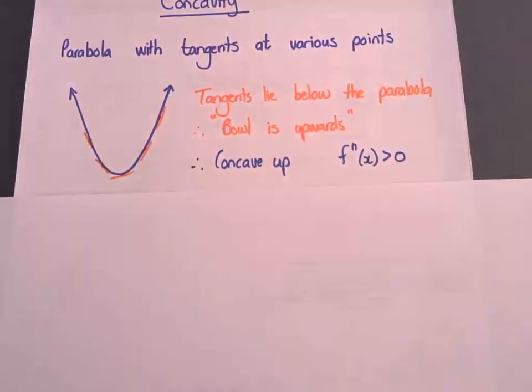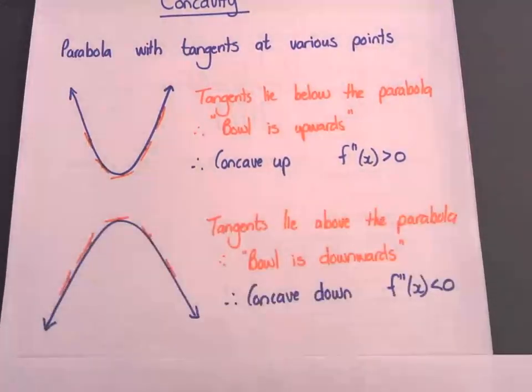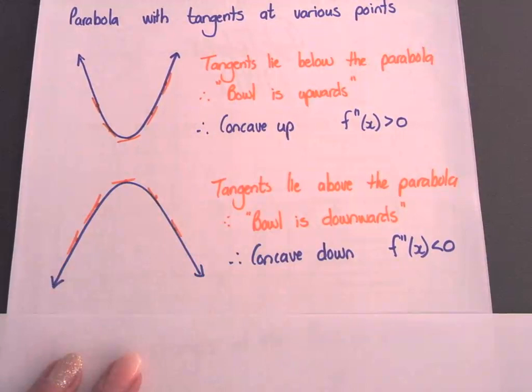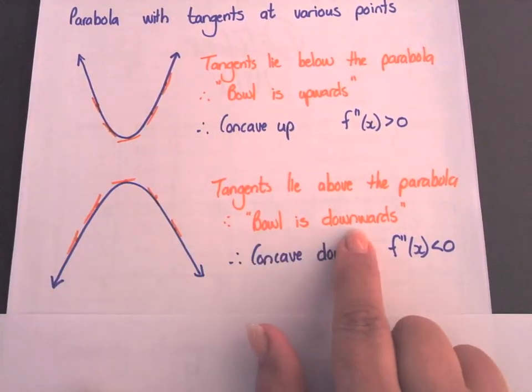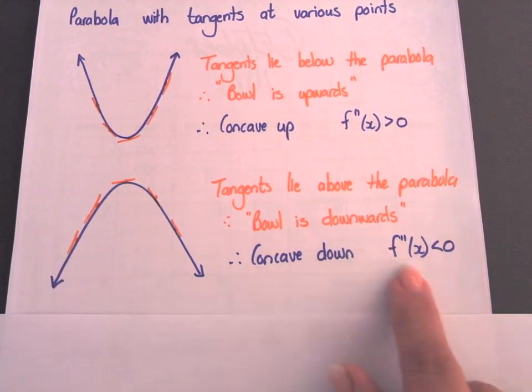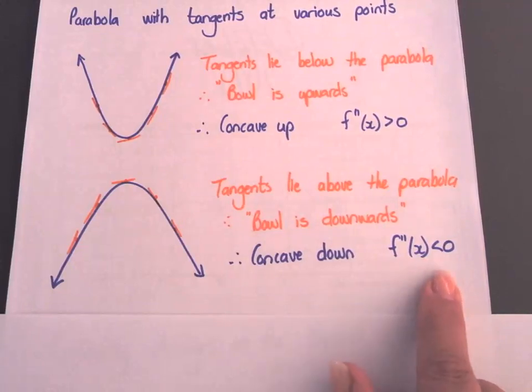Let's look at the negative parabola. If we have tangents around the negative parabola, you'll see that the bowl will face downwards. And then this graph is concave down. And the formula for concave down is second derivative smaller than 0.